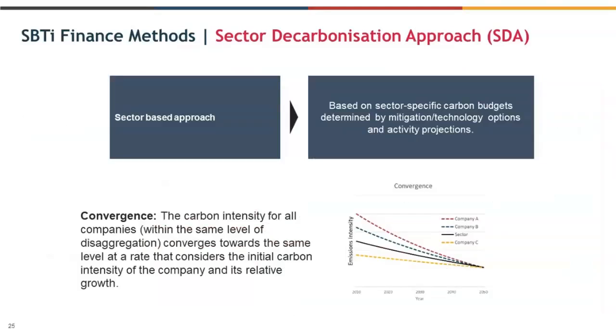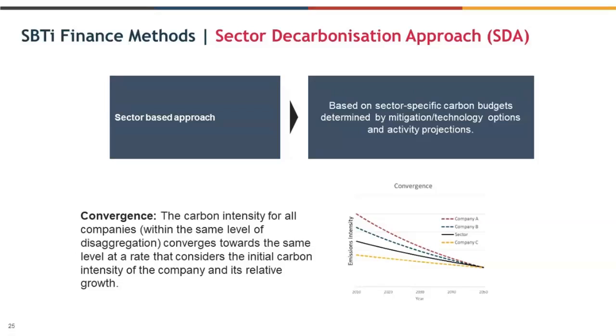So the sector decarbonization approach is a sector-based approach, and it's built on the International Energy Agency's ETP, the Energy Technology Perspectives, which is a report published each year by the IEA, which gives an overview and defines a sector-specific carbon budget for various sectors based on mitigation technology options and providing activity projections. So the SDA is based on the IEA data, and it follows a convergence approach, whereby the carbon intensity of all companies in that sector is expected to converge towards the same rate. And it also takes into consideration the initial carbon intensity of the company and indeed its relative growth.